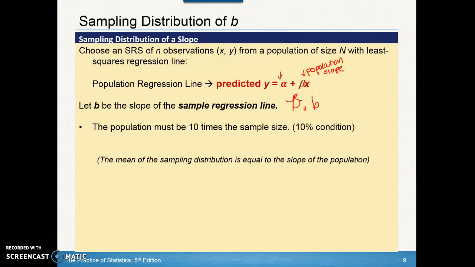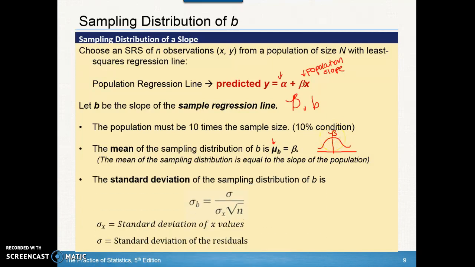The population still needs to be 10 times the sample size. That's your 10% condition. The mean of the sampling distribution, so when we draw that sampling distribution, this is all slopes. The average of your slopes is going to be the same as your population slope. The standard deviation of the sampling distribution is as follows. So, the standard deviation of your slope.